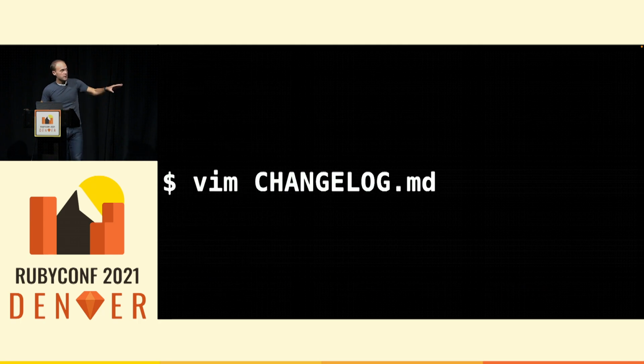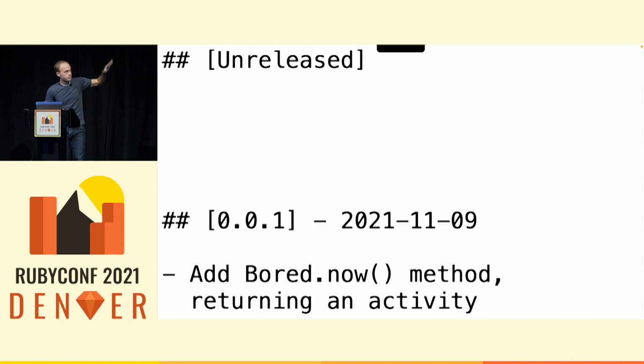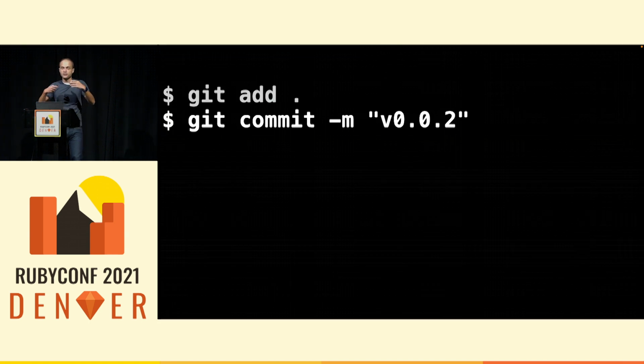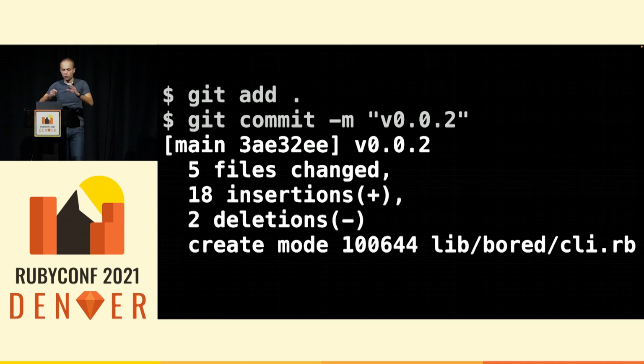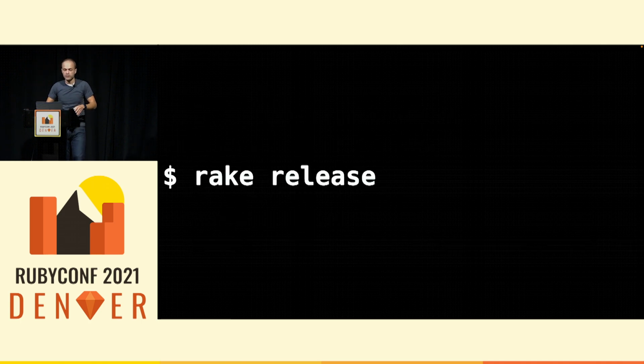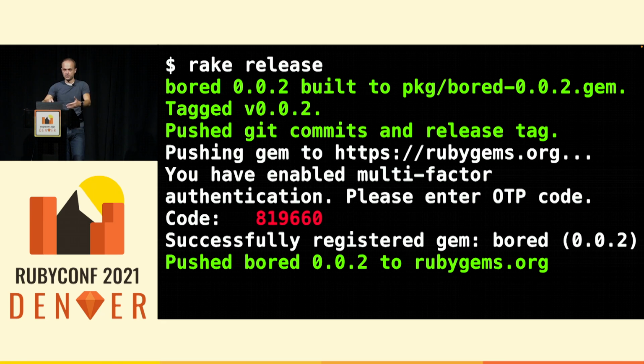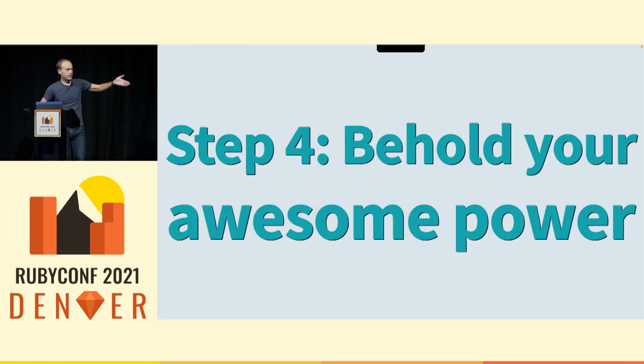And then we've got a changelog here, so we've got to add, yeah, there we go, a new section, and then we added the board CLI. And then I like to do all this versioning ceremony in one nice commit so they're all tied together and the stage is clear. So I can run rake release, give it my MFA code, and now I've pushed 0.0.2 up to RubyGems. So this is awesome.